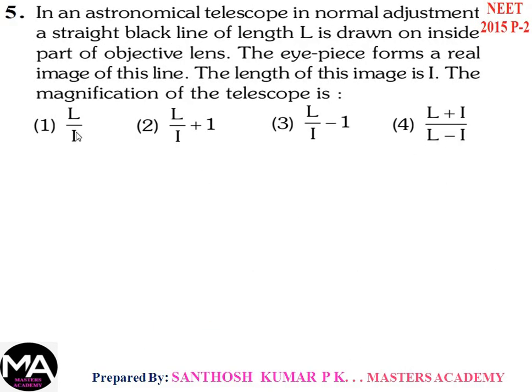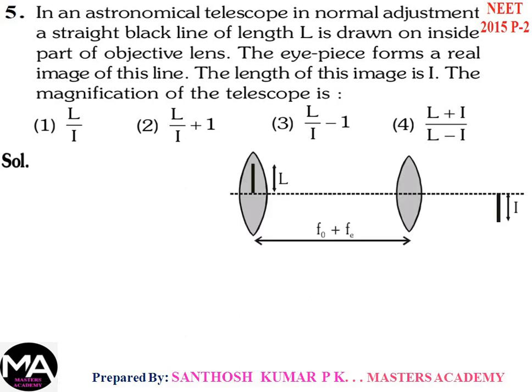Next problem. In an astronomical telescope, in normal adjustment, a straight black line of length L is drawn on the inside part of the objective lens. The eyepiece forms a real image of this line. The length of this image is I. The magnification of the telescope is? Look here, this is an astronomical telescope. Here, this is the objective and the eyepiece.